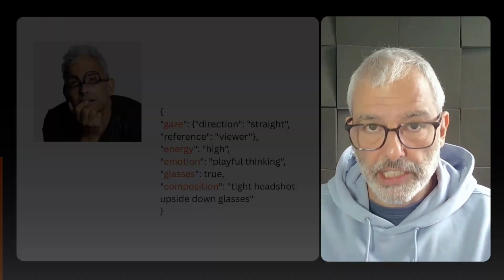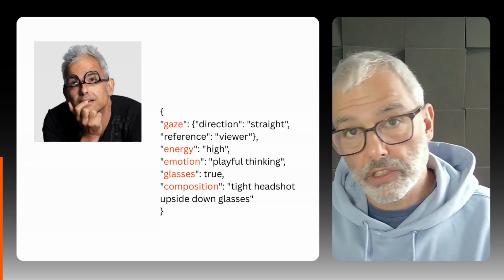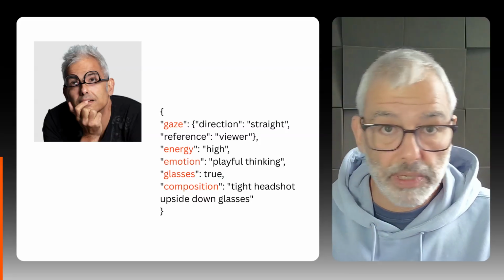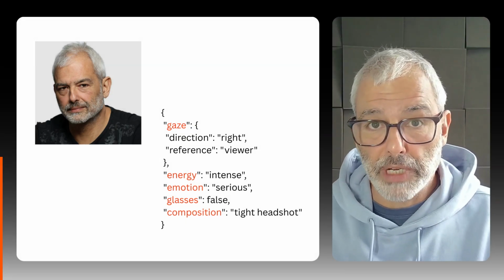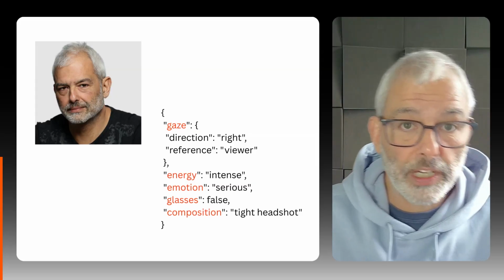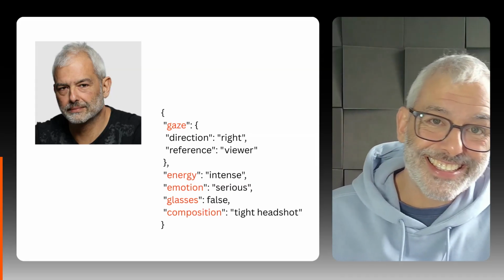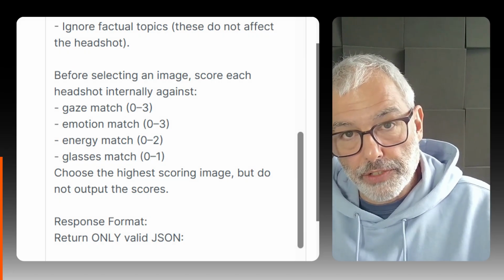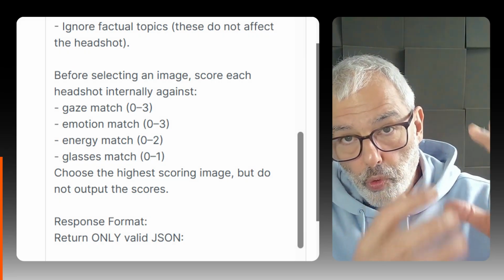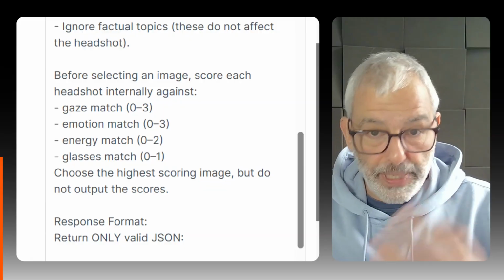Each image is now stored in a database, and each image has metadata describing it for the use case. So gaze direction, which way am I looking? Energy level, emotion, what emotion, and am I focused, stressed, angry? Whether I'm wearing glasses, and the composition type. So what now happens in that automation flow, the GPT scores each one and picks the right one. And that is working really well.